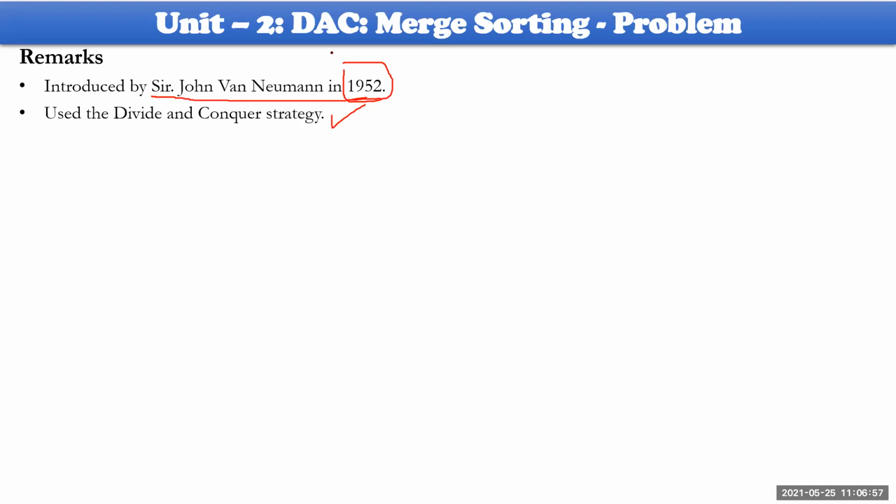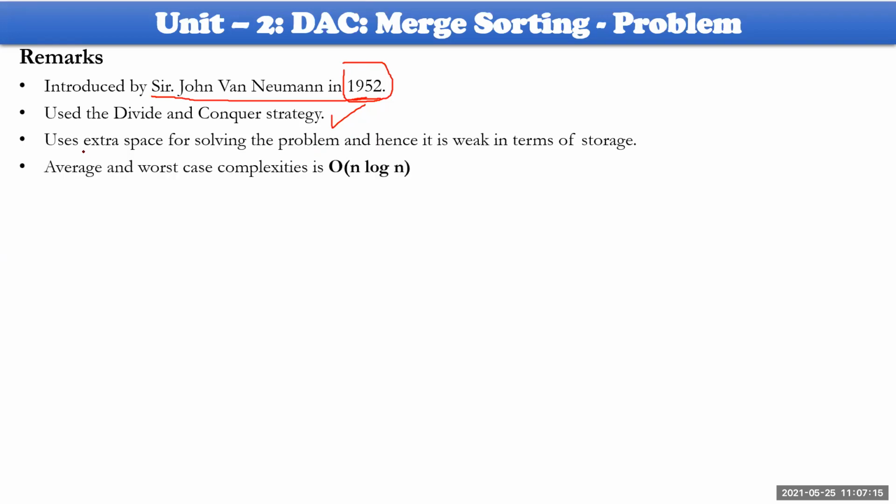Everything that has been given in the divide and conquer general method is followed. Let us see. And the basic disadvantage, the pitfall of this particular problem, is that extra space is used.